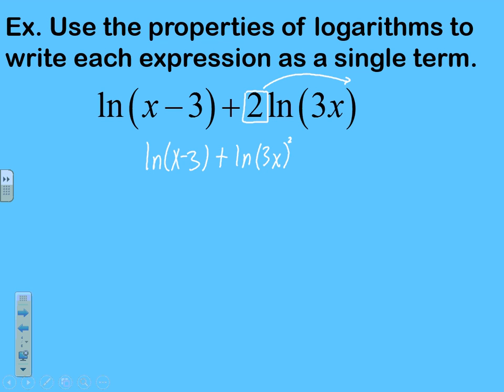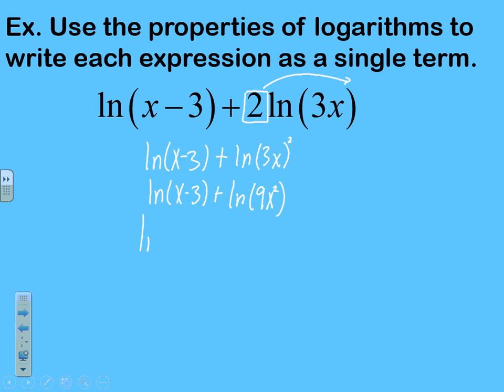Now we can actually square the numbers inside of that parenthesis. So I would say the natural log of x minus 3 plus, and if I square the 3 inside of the parentheses, I get a 9. And if I square the x, well, we don't know what x is, so we just say x squared. So now we no longer have any coefficients or exponents, and we're adding logs that have the same base. So that means we're going to multiply them together.